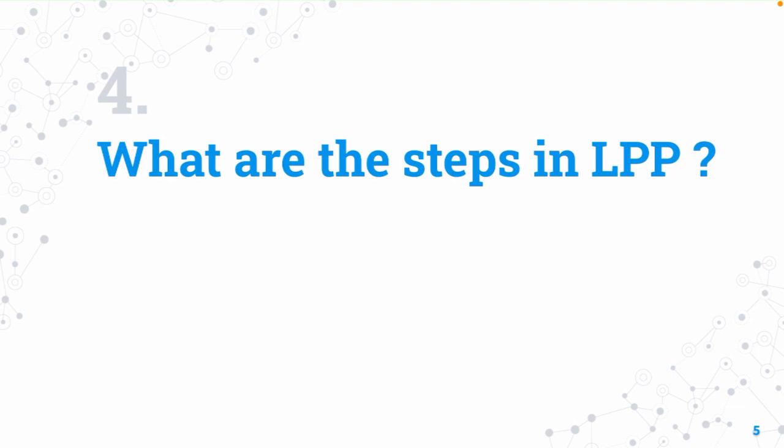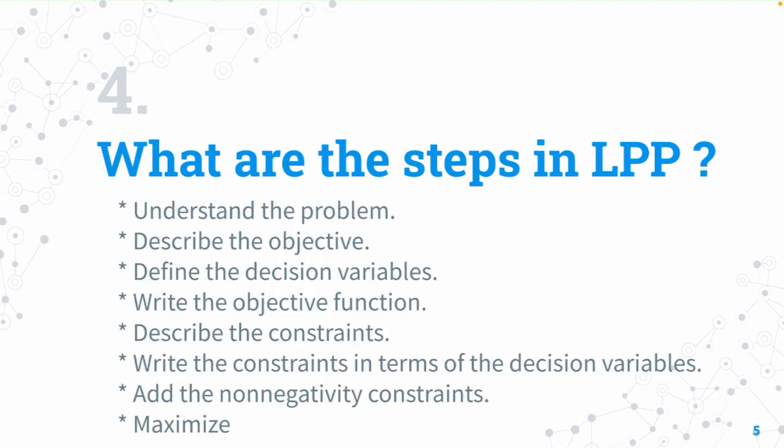What are the steps in LPP? Understand the problem, describe the objectives, define the decision variables, write the objective function, describe the constraints, write the constraints in terms of decision variables, add the non-negative constraints, and maximize.